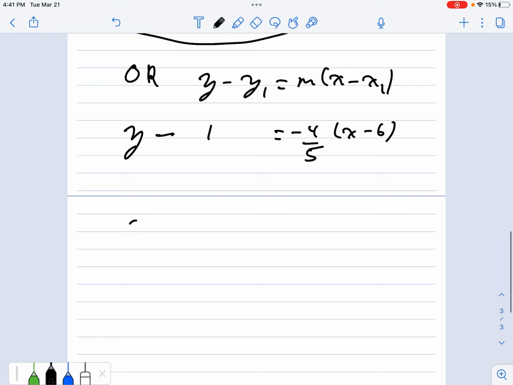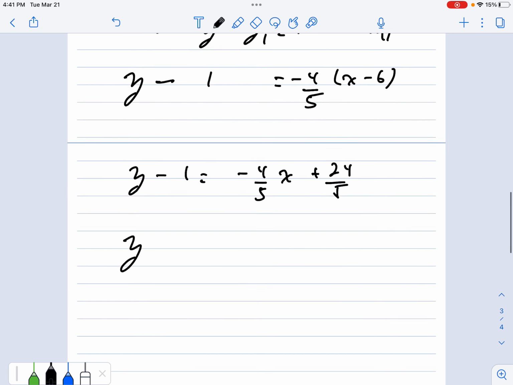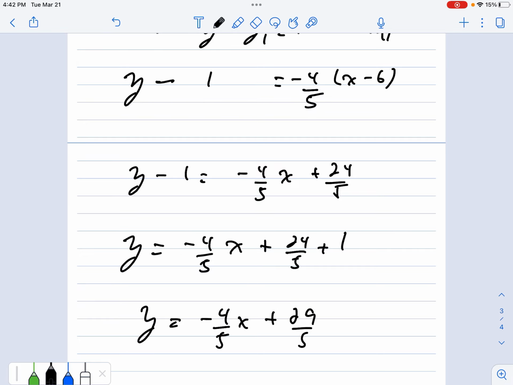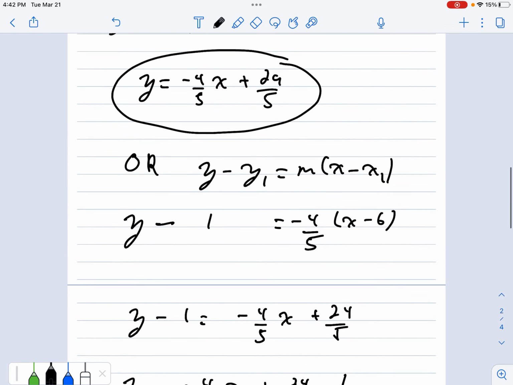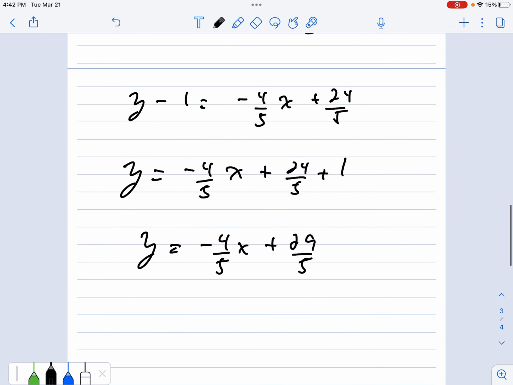And I'm going to go ahead and try to isolate the y. Before I do that, I'm going to distribute that minus 4/5. And my last step would be to add 1. And if we go ahead and do that, we get minus 4/5 x plus 29 over 5. And as you can see, that's the same answer you got before.